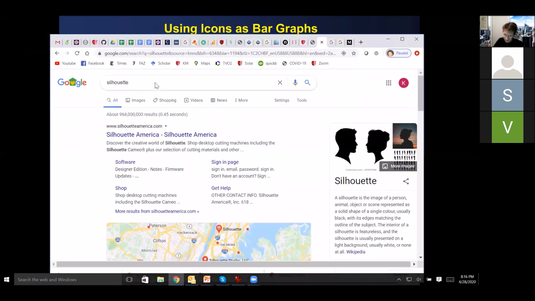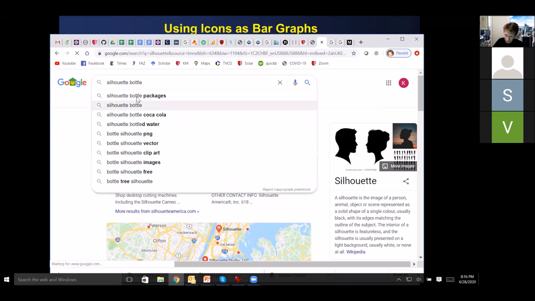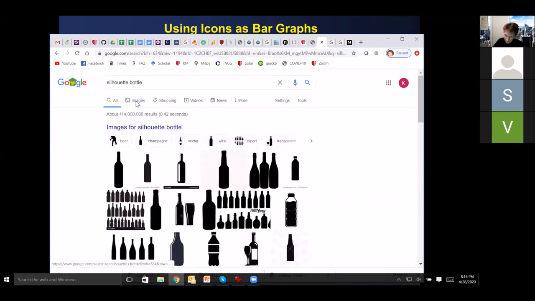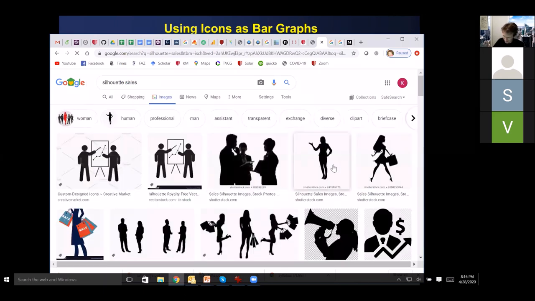I can pull it up. When you say silhouette bottle and you go to Google Image, you get a lot of bottles, right? You say silhouette sales, I wonder what you get. You get people here, which is not so good, but the silhouette sales is not deep.